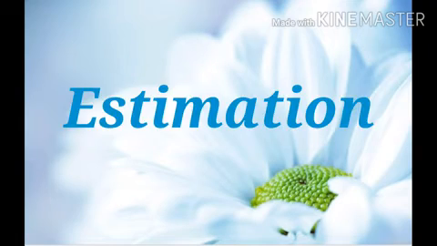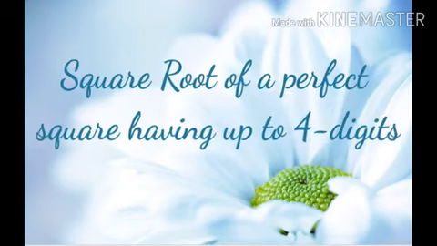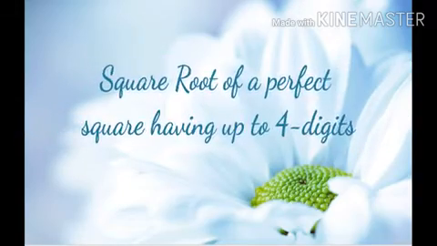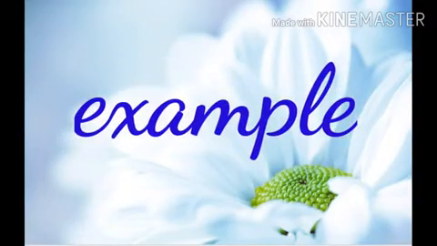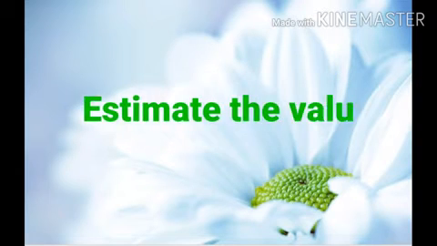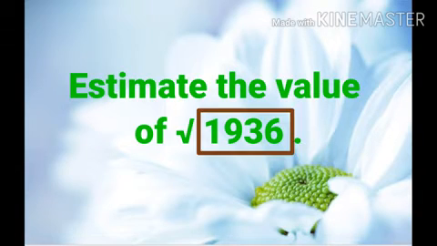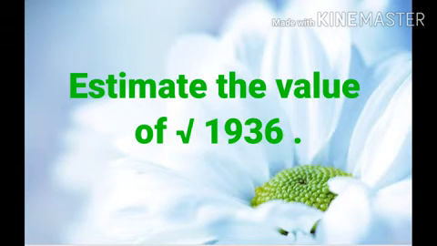This estimation we can use for finding the square root of a perfect square having up to 4 digits. This we can understand by an example. Estimate the value of square root of 1936. 1936 is a perfect square number. Here the last digit is 6. Hence, the units digit in the square root must be either 4 or 6.